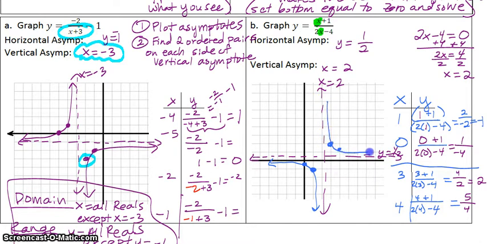That looks like a nice mirror. You can kind of dummy check yourself by making sure that the graph looks like it's reflected across there.